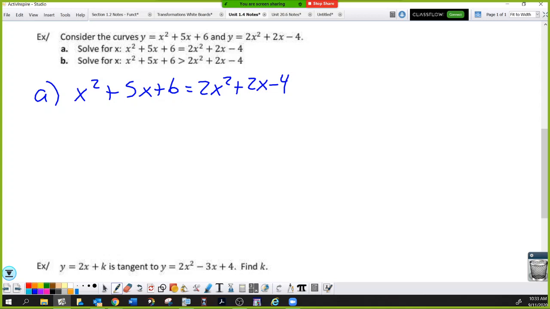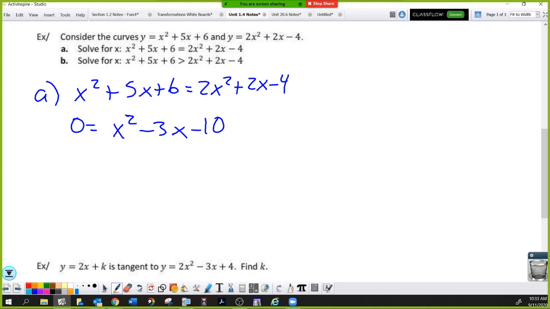Okay, we're going to want to get everything to one side. And like I said, I like my x squareds to be positive. So in order for my x squareds to be positive, I have to move everything to the right side. So that means I'm subtracting an x squared from both sides. Now I only have 1. I'm subtracting 5x from 2x, so I have negative 3x. And then subtracting 6 from negative 4 gives me negative 10.